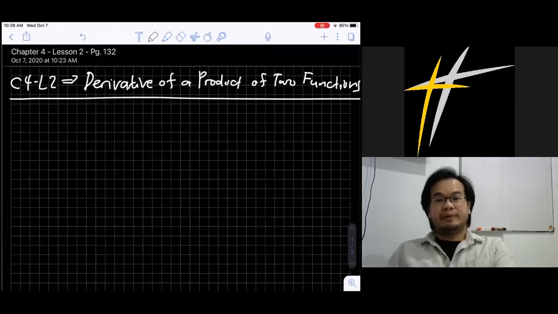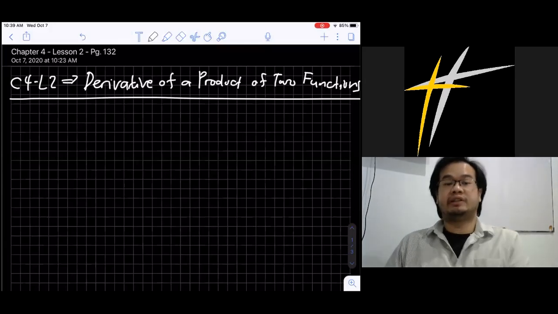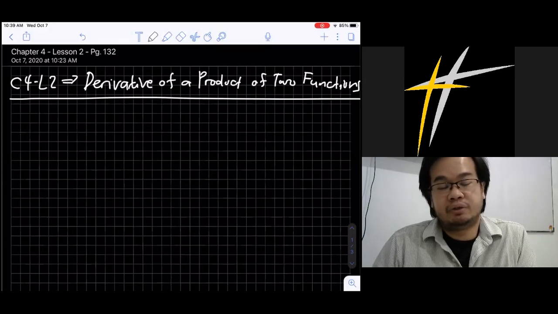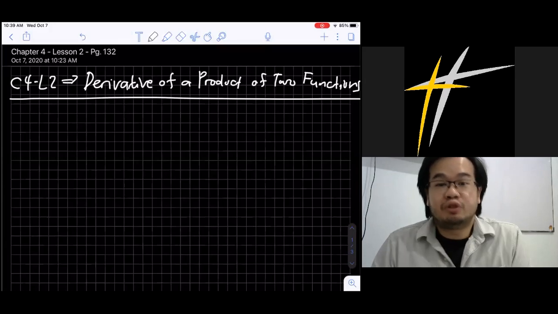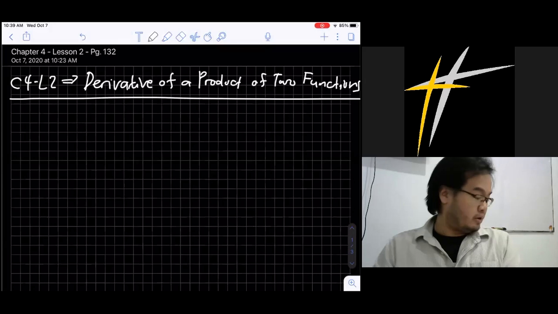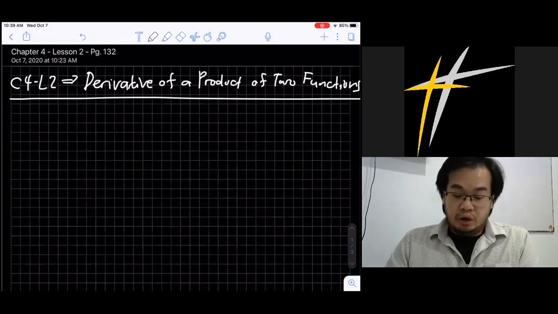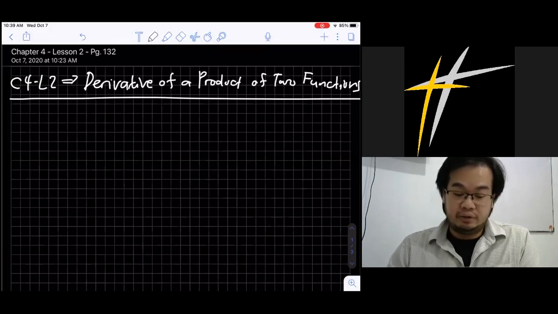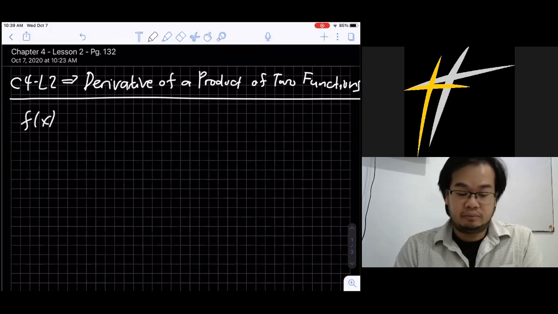Okay, good morning everyone. Now we're going to continue into the next chapter, chapter 4, and we will begin with lesson 2. The title for this chapter and lesson is the derivative of a product of two functions. You can open your book, page 132. Page 132.